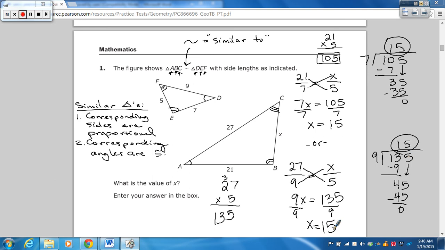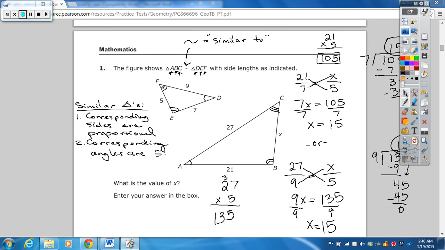Okay? And so it's very, very important. This is a very simple problem. Get the ones that are simple right. The complex ones, I understand those can be kind of difficult, but get the ones that you know how to do correctly. And again, no calculator allowed on this first section of the test.